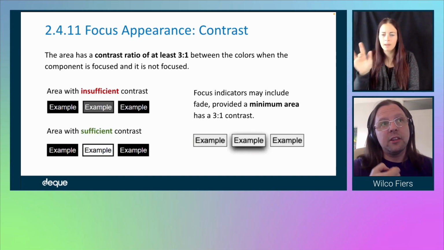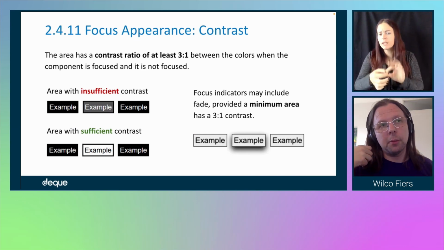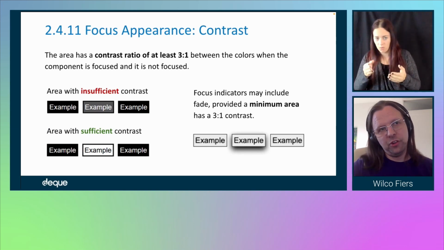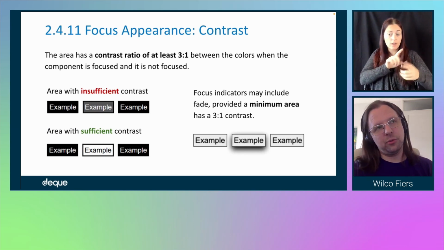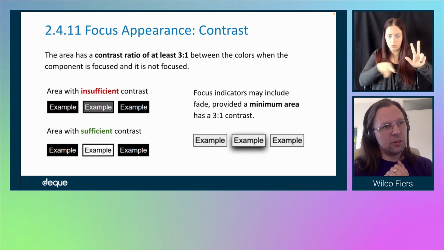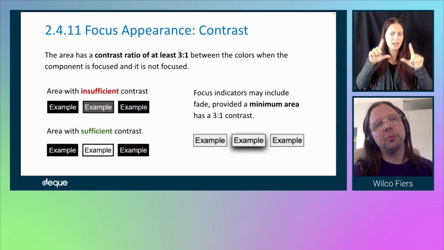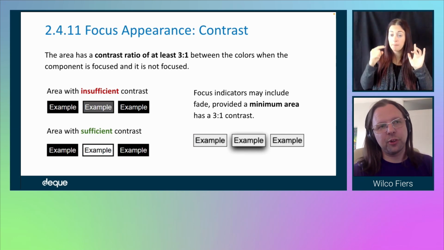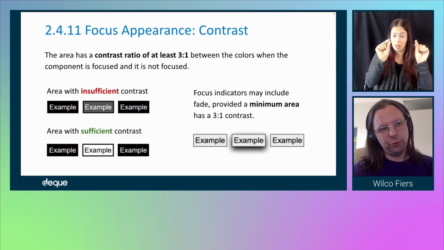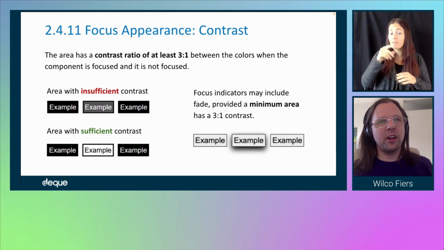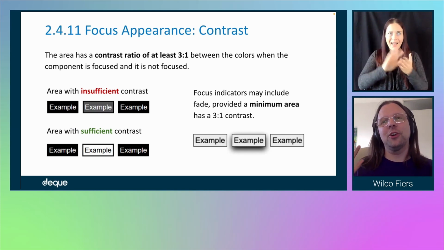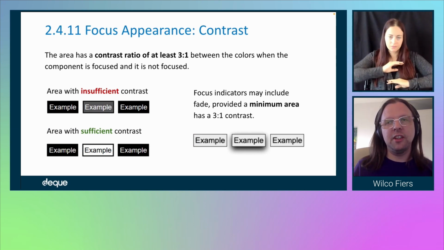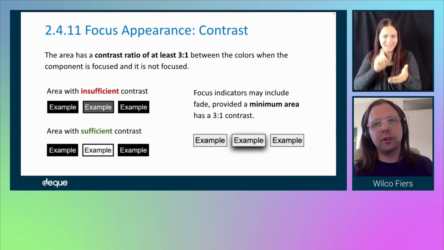The second bullet relates to the contrast ratio between the focused and the unfocused state of the component. When a component is focused, the contrast difference needs to be at least 3:1. On my screen, there are some buttons, a row of buttons. These are black buttons. It would be insufficient for a black button to have a dark gray background change as your focus indicator. But if you change the background from black to white, that is more than enough. You'll get a 12:1, I think, contrast ratio. That's fine.